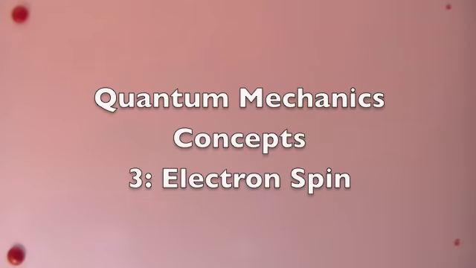Hello, today we're continuing in our series on quantum mechanics concepts, looking at the subject of electron spin. So far we've considered polarization of photons, now we're considering the spin of an electron. We can think of an electron spin for these purposes as a tennis ball spinning.